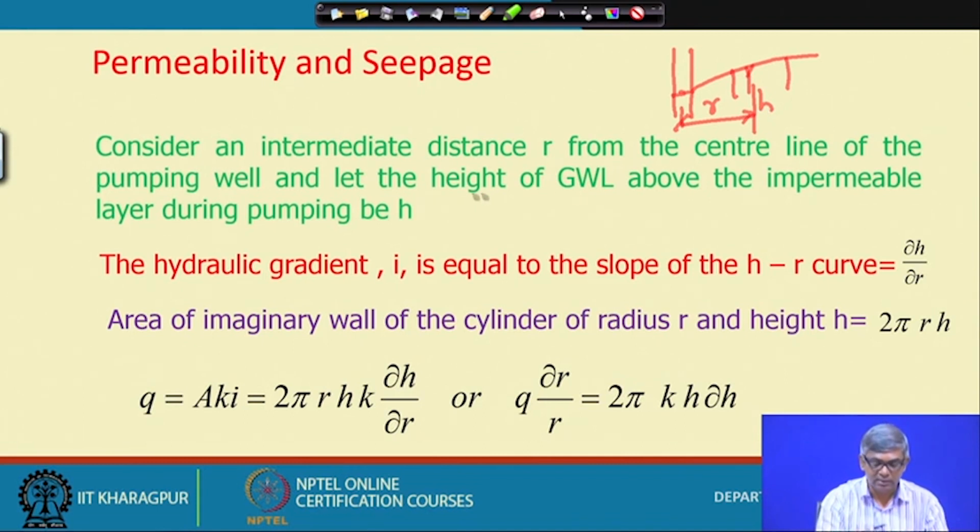That is explained from this statement. And then the hydraulic gradient i is equal to the slope of the h-r curve, so del h by del r. So, on this curve in the h-r plane, it is del h by del r.